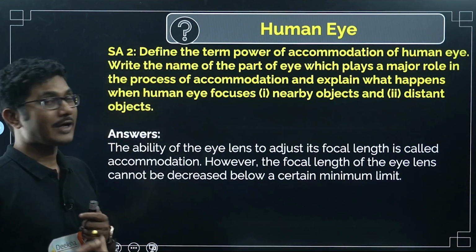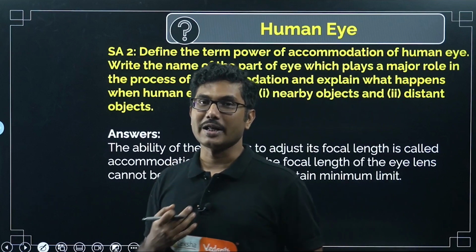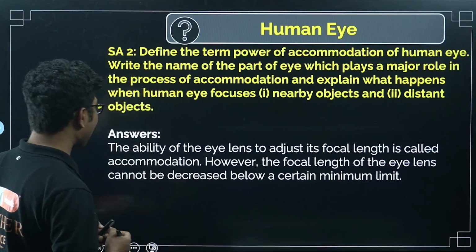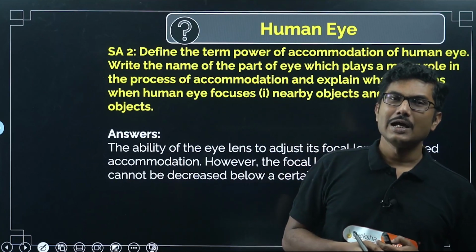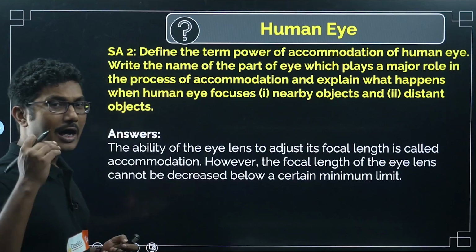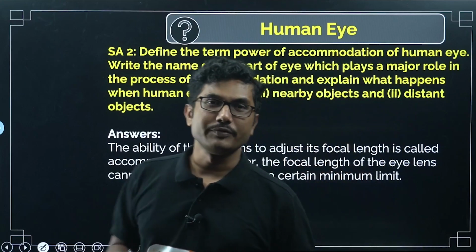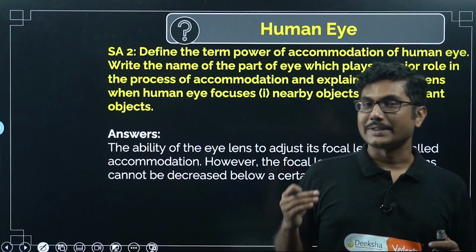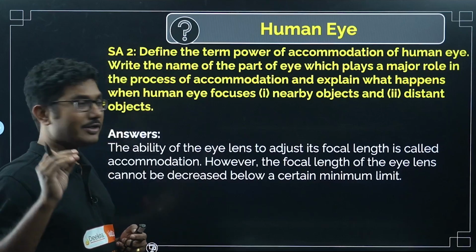So what is the meaning of accommodation? Accommodation is the process by which our eye can adjust the focal length. However, the focal length of the eye lens cannot be decreased below a certain minimum limit. That is called the near point. And the far point is basically infinity. For a normal human eye, you can see objects up to infinity, but you can see only up to a certain close limit. That is your near point.